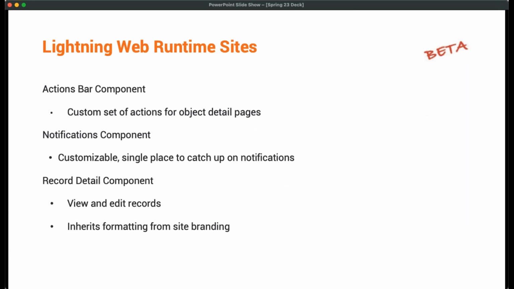A few beta features for Lightning Web Runtime Experience sites. An action bar component that allows you to create a custom set of actions for object detail pages. A notifications component that's your notification center, a one-stop shop for any notifications that you've received, but also customizable to your brand. And a record detail component that allows you to view and edit records, but that also inherits the formatting from the site branding. So hopefully something you can just drop in and it looks like the rest of your site.